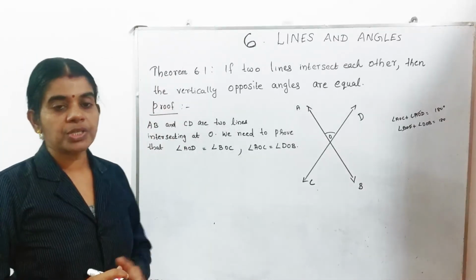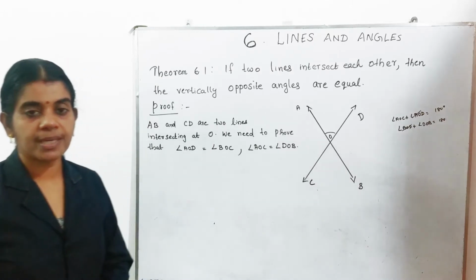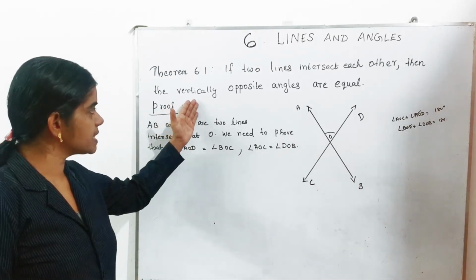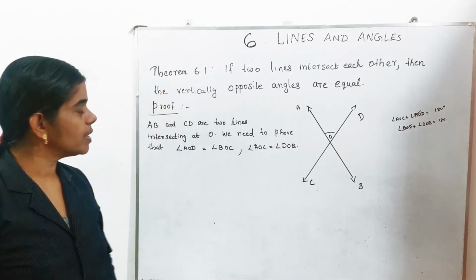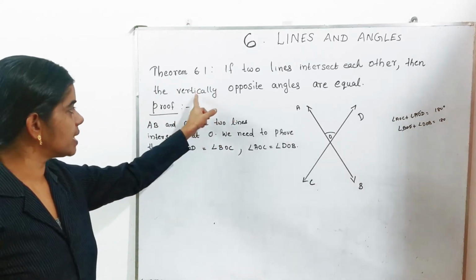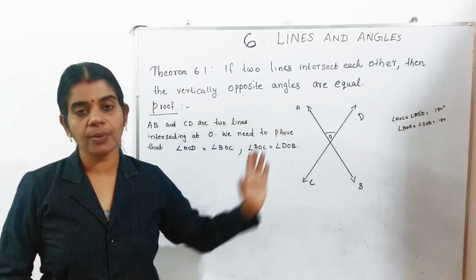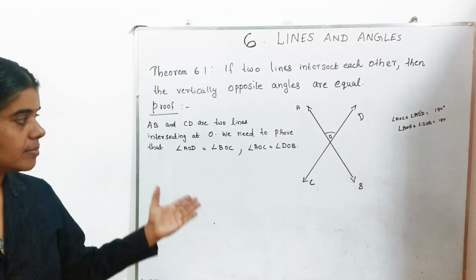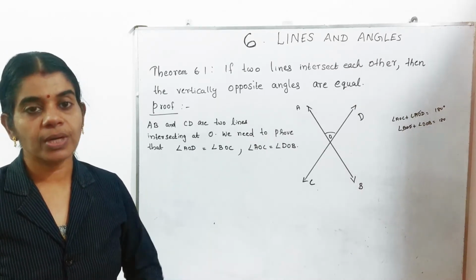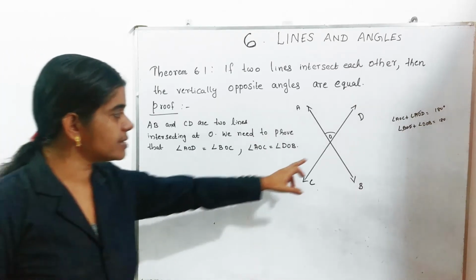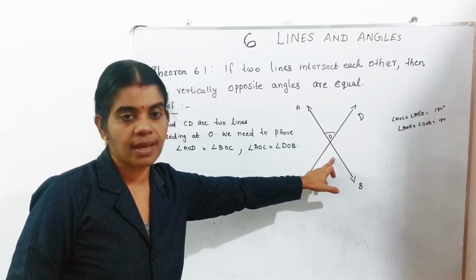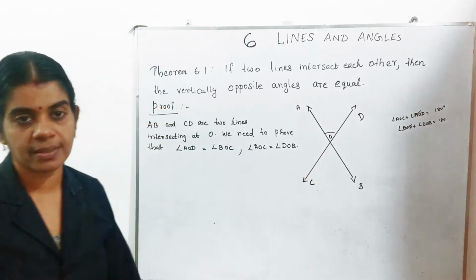Next one, we are going to prove a theorem. That is the 6th lesson's first theorem, theorem 6.1. If two lines intersect each other, then the vertically opposite angles are equal. In the previous class I already told that if two lines intersect each other, the vertically opposite angles are equal. We are going to prove that.